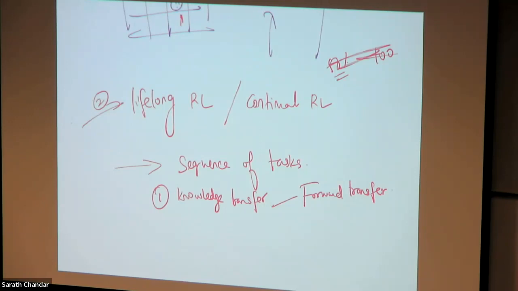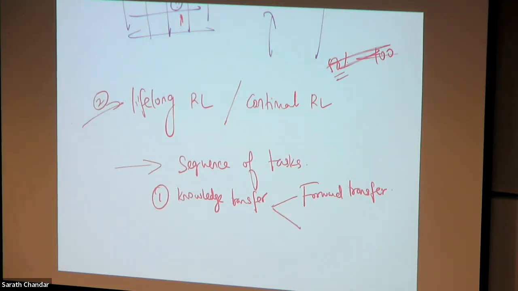Humans are lifelong learning agents. Okay. So we constantly learn new things and we build upon the existing things and use that to learn the new things efficiently, right? Now, how to do that efficiently with a reinforcement learning agent? It's one of the hard problems, but that is what we call forward transfer.